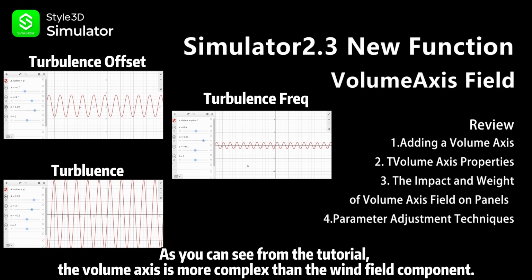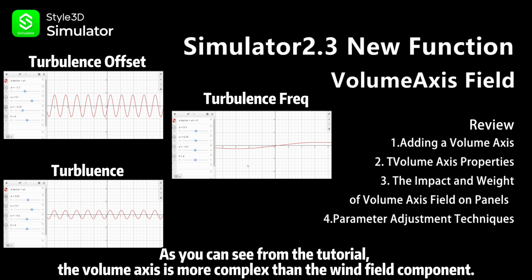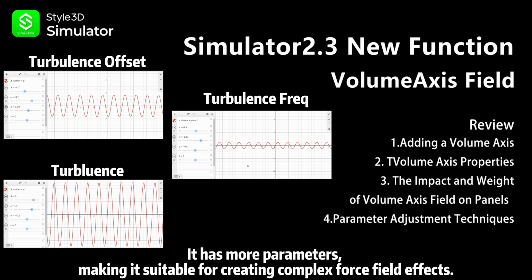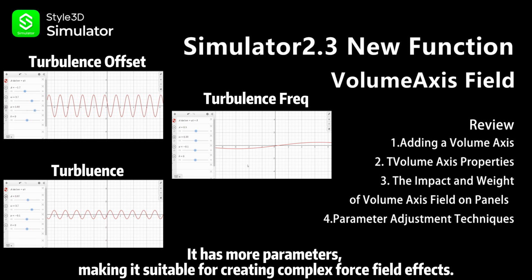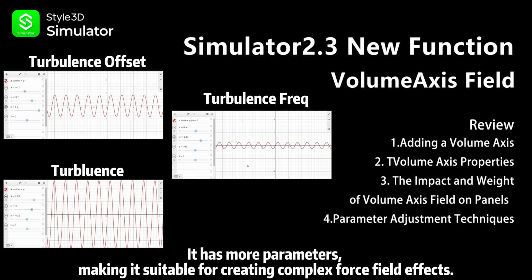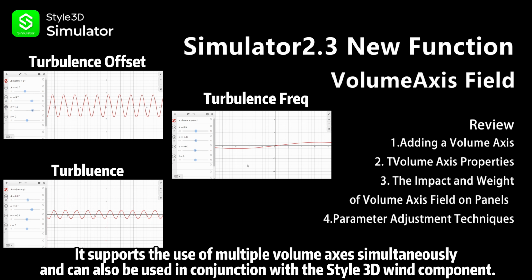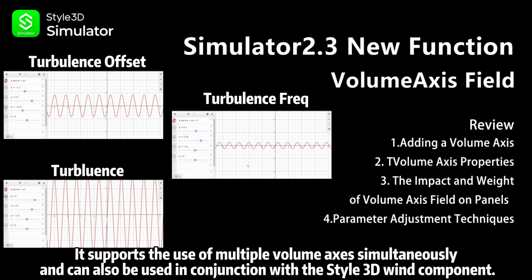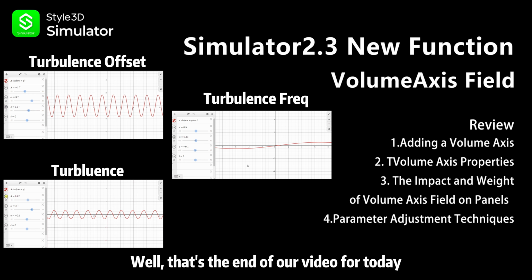As you can see from the tutorial, the volume axis is more complex than the wind field component. It has more parameters, making it suitable for creating complex force field effects. The volume axis supports configuring the type, magnitude, direction, and range of forces, as well as turbulence. It supports the use of multiple volume axes simultaneously and can also be used in conjunction with the Style 3D wind component.